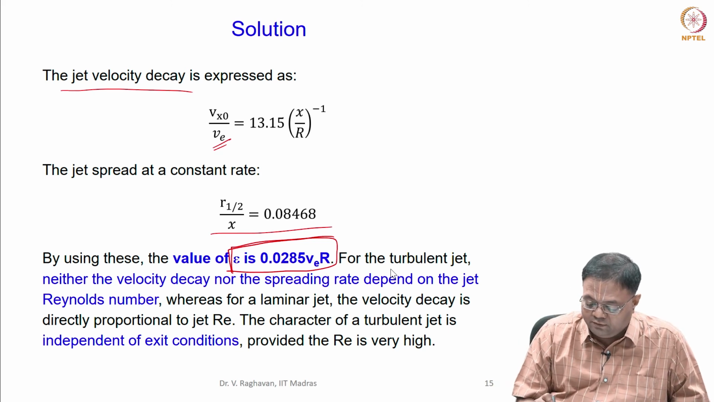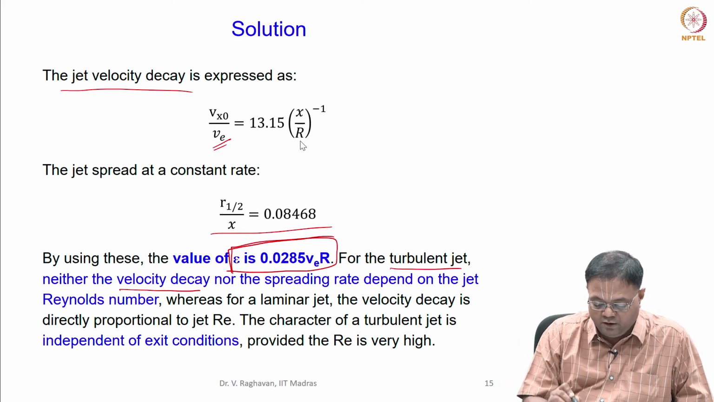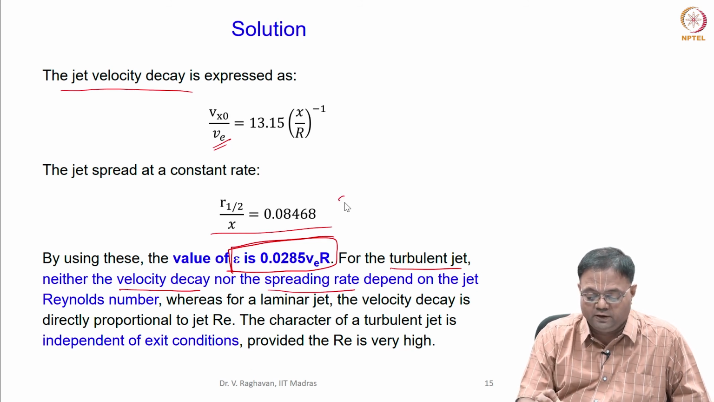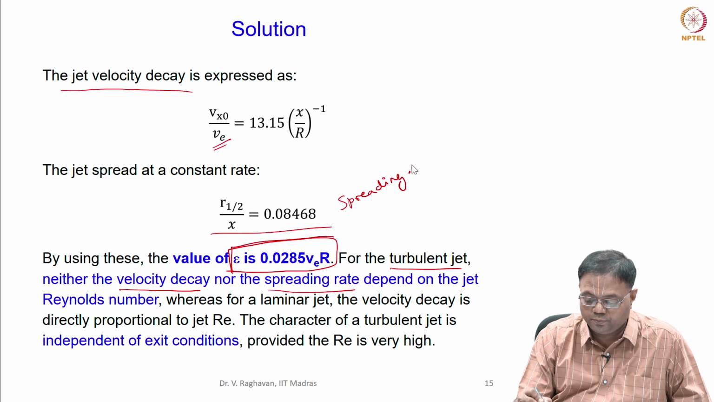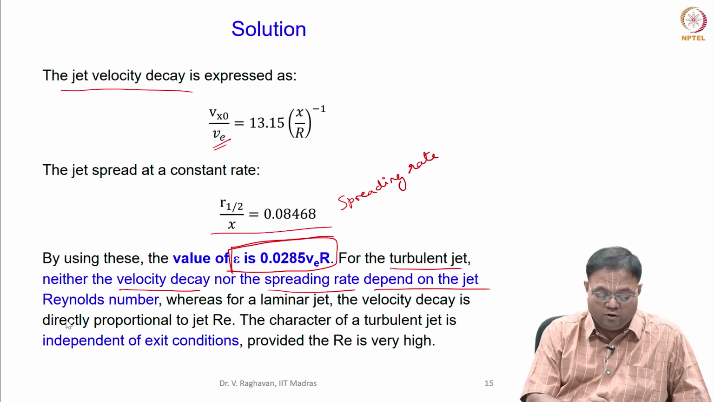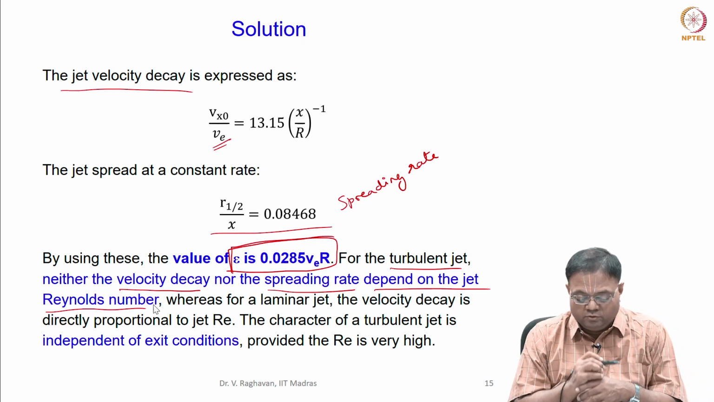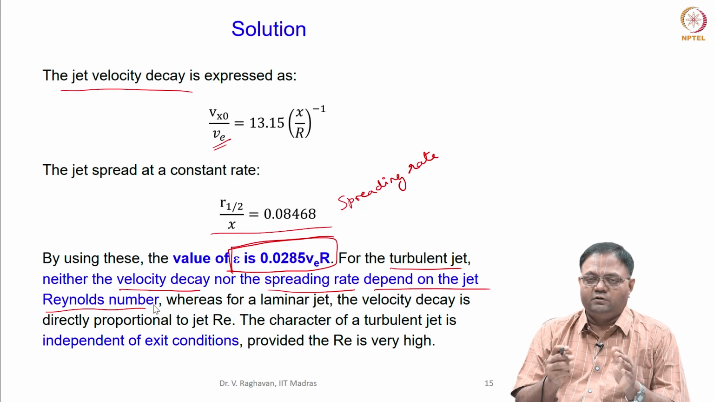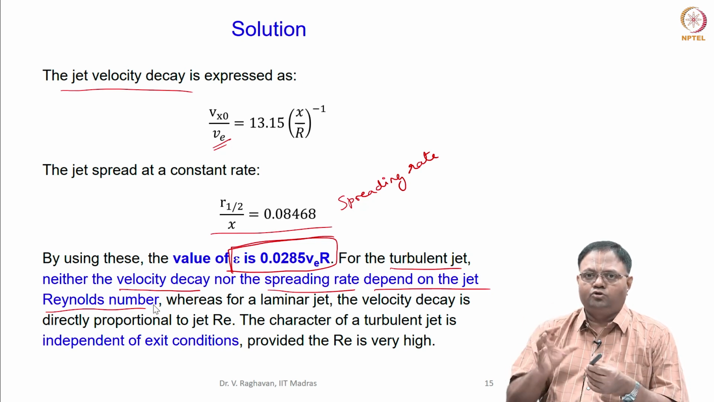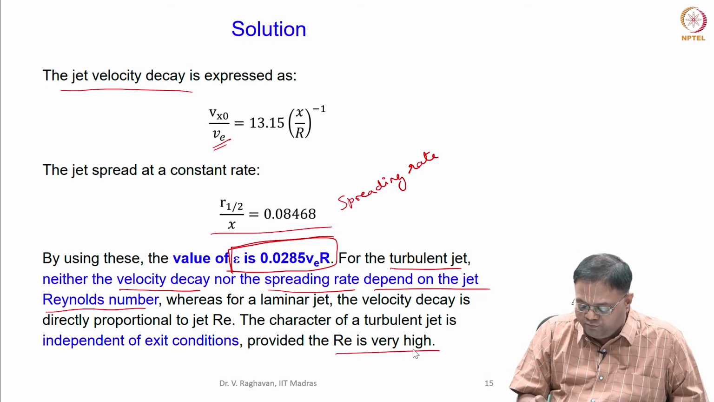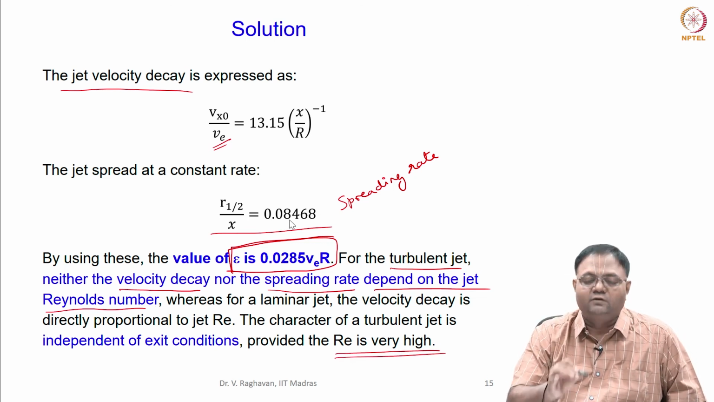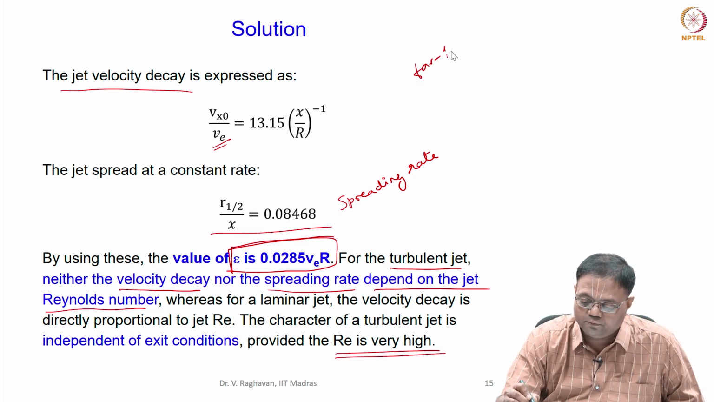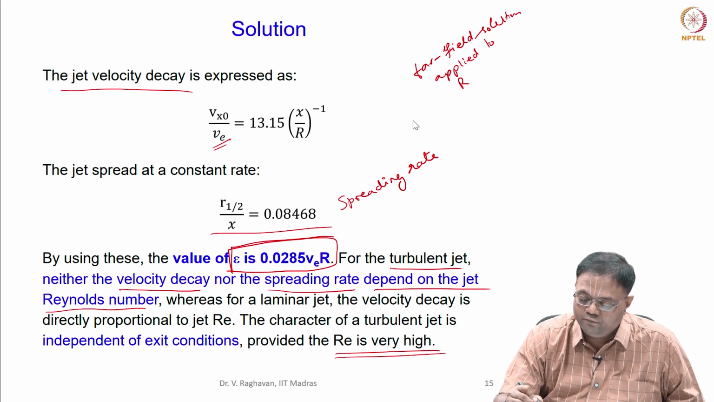We can understand that for a turbulent jet, neither the velocity decay nor the spreading rate depends upon the jet Reynolds number. This is actually not for the transition regime or anything. It is in the strong turbulent regime. So, the Reynolds number should be very high. When it is very high, we can get these solutions. These are all far field solutions applied to very high Reynolds number, so we have to keep that in mind.